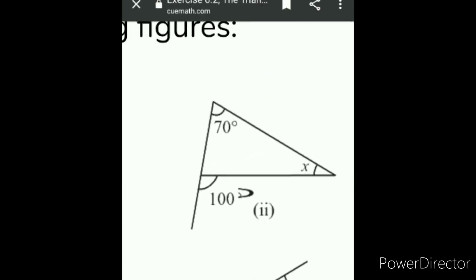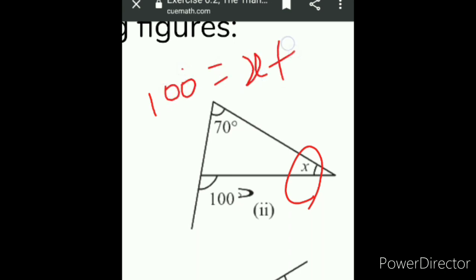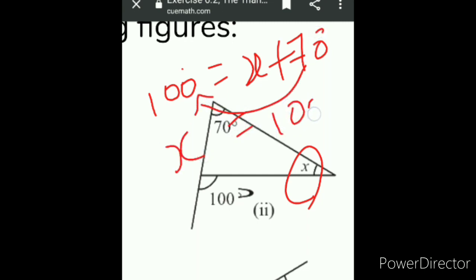Look at the second question. To find x value, 100 degrees, that is the exterior angle, is equal to x plus 70 degrees. To find x, 100 minus 70, what will you get? 30 degrees, one of the interior opposite angle measures.